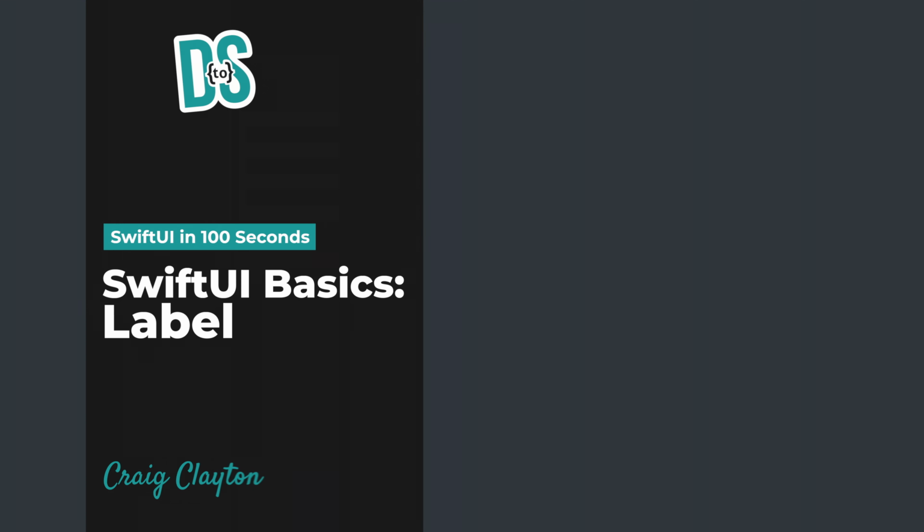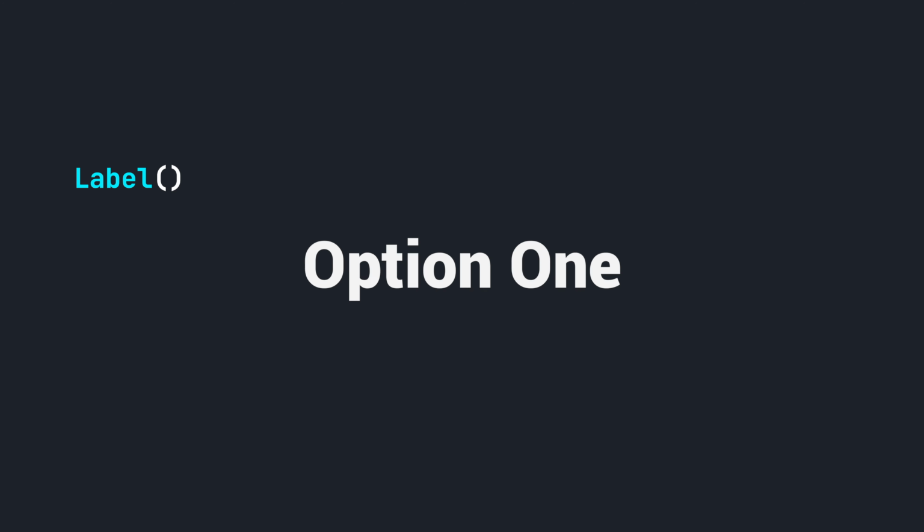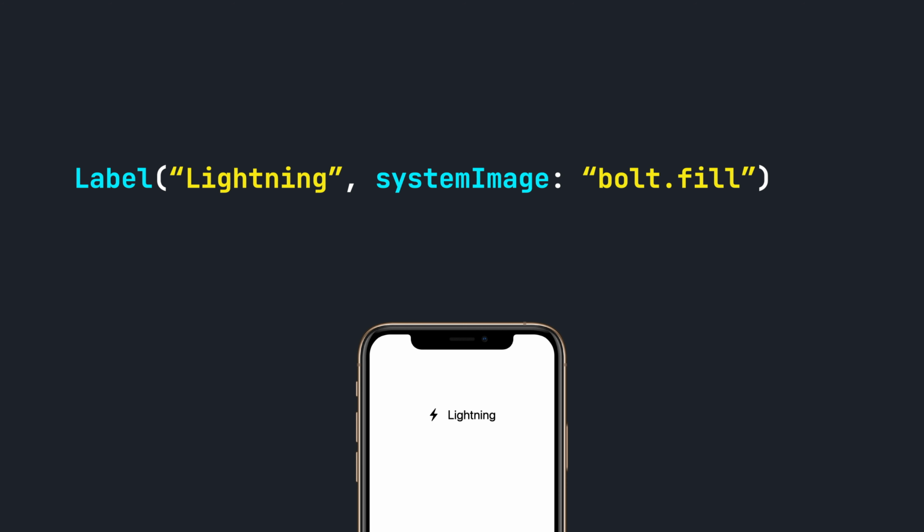Label is a standard component in SwiftUI, which consists of an icon with a title. You can create a label by providing it a title and a name for the image. You can use an image from SF Symbols inside of the label. Just like text views, we can change the size by using the font modifier.